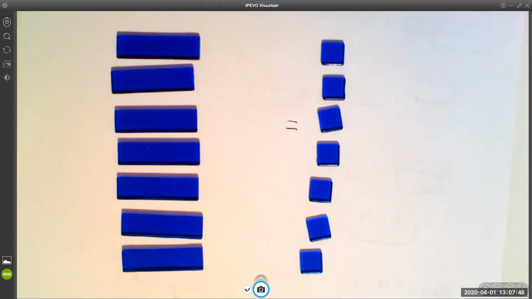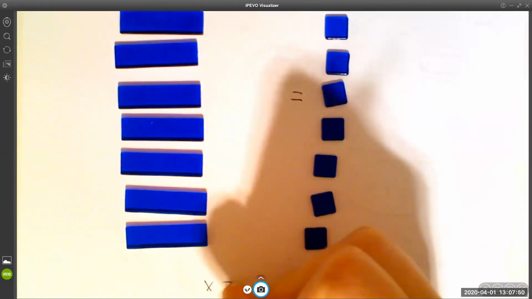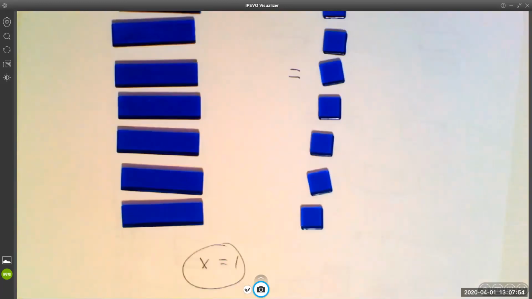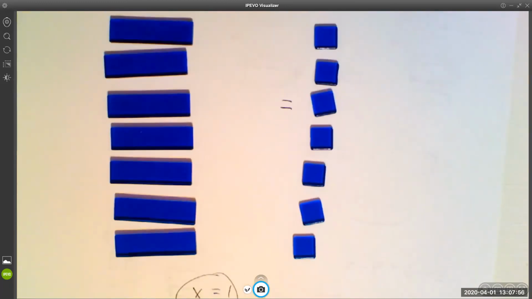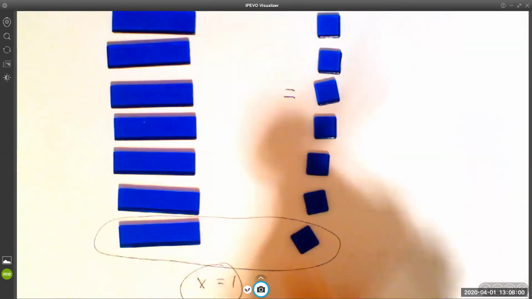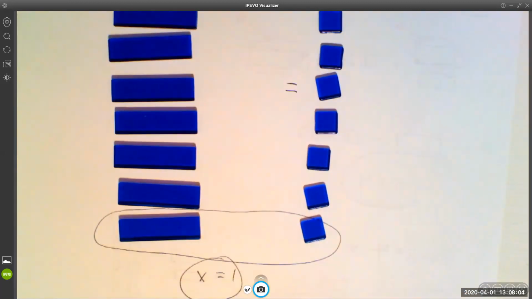Okay. Kind of a boring solution, I guess. But there you go. x equals 1. Each one of these copies represents the solution to the equation. Okay, so that's that. Hope that helps.